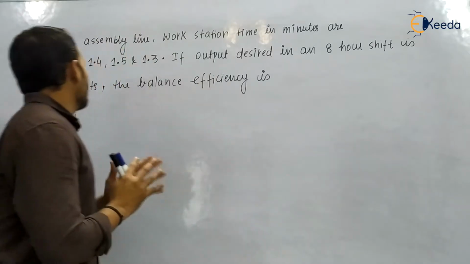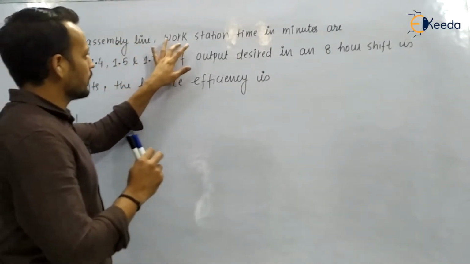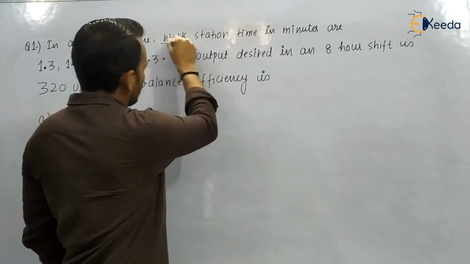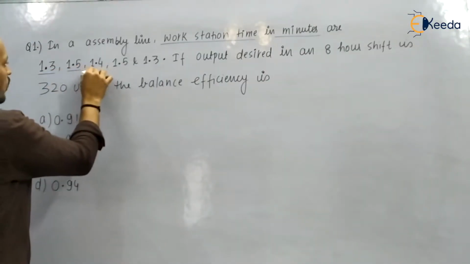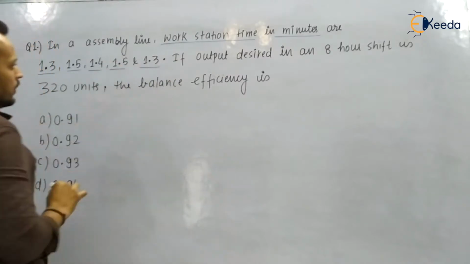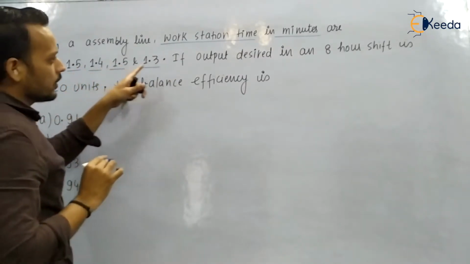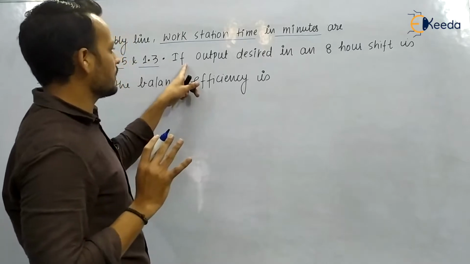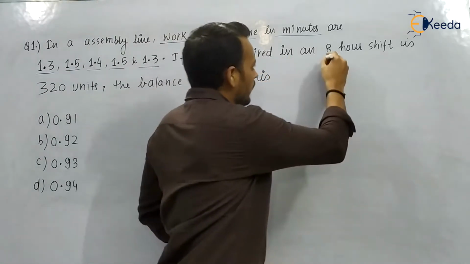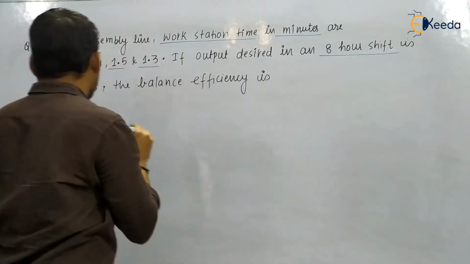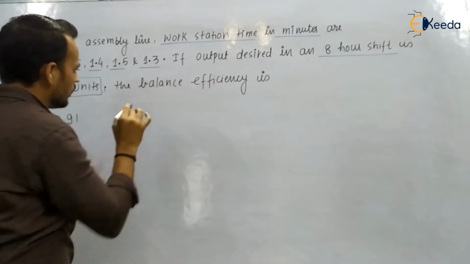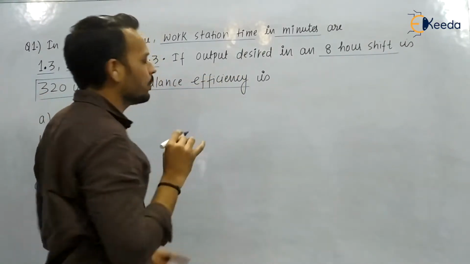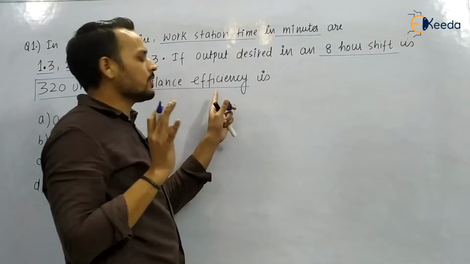So the question says that in an assembly line, the workstation time in minutes is given as 1.3 minute, 1.5 minute, 1.4 minute, 1.5 minute and 1.3 minutes. So these are the times for each of the 5 workstations, and they are saying that the output desired in an 8-hour shift is 320 units. They are asking the line efficiency or balance efficiency.